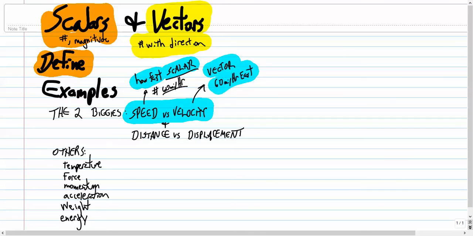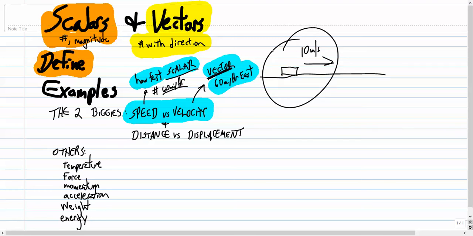All right, so we can represent vectors with arrows. So here you have a box sliding along this way at, I don't know, 10 meters per second. This is a vector because I told you how fast and I said which way. And kind of a nice thing about vectors, it allows us to think in pictures, because what if I wanted to say 20 meters per second? I'd just draw a longer arrow. So anyway, that's speed versus velocity. That's one of the two big ones.